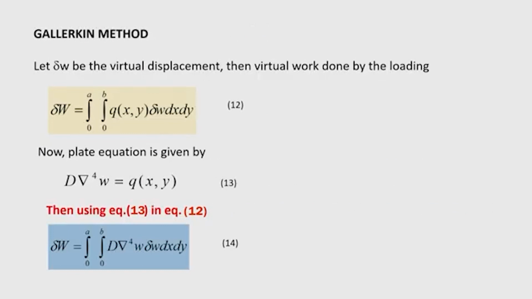Okay. Now, let us illustrate another method which is also derived from the work energy principle, and that is due to Galerkin, and therefore this method is popularly known as the Galerkin method. Now, in this method, let small w be the deflection of the plate and del w be the variation of the displacement, or you can call it virtual displacement. So, del w is the virtual displacement of the plate.